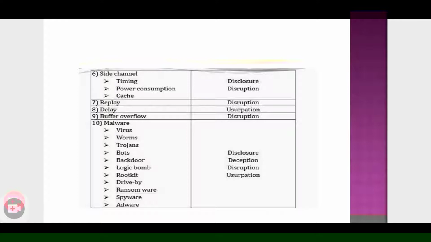We also have malware mechanisms for attacking systems. This malware includes virus, worms, Trojan horses, bots, backdoor, logic bomb, rootkit, drive-by, ransomware, spyware, and adware. All these are malware. So actually active attacks are divided into 10 categories.